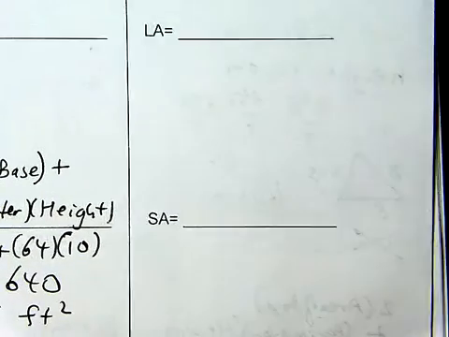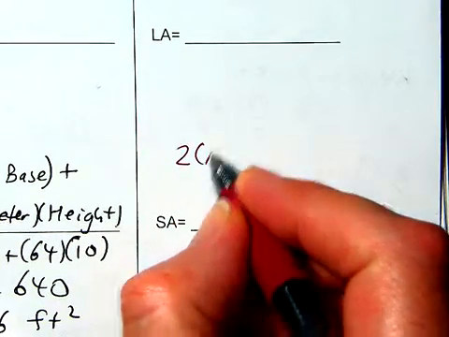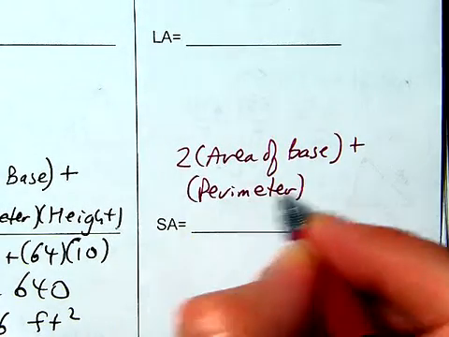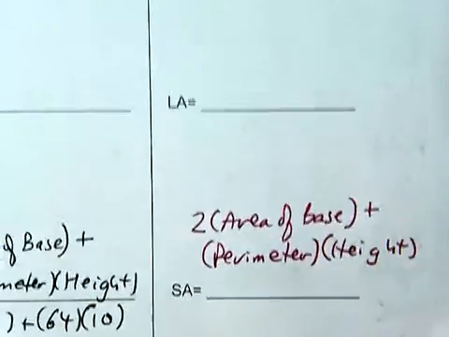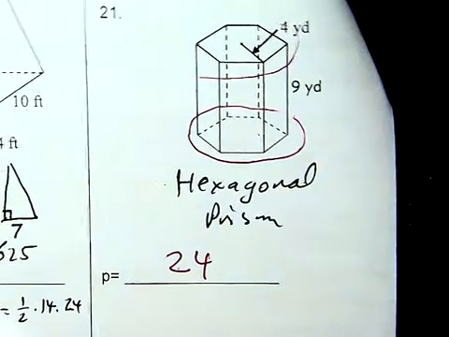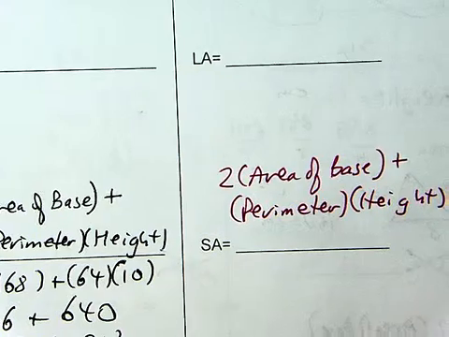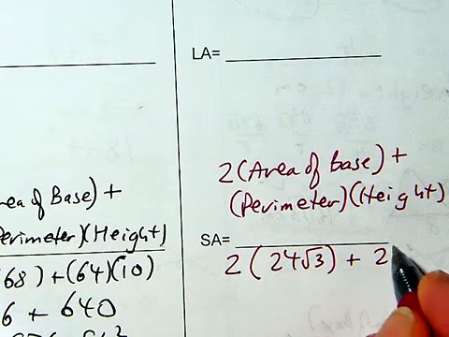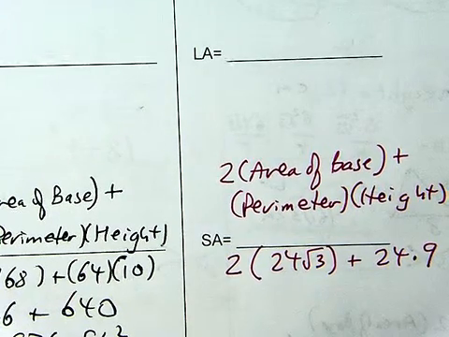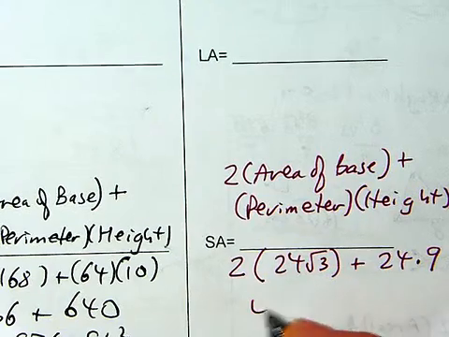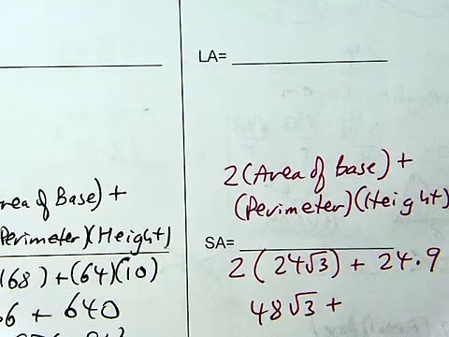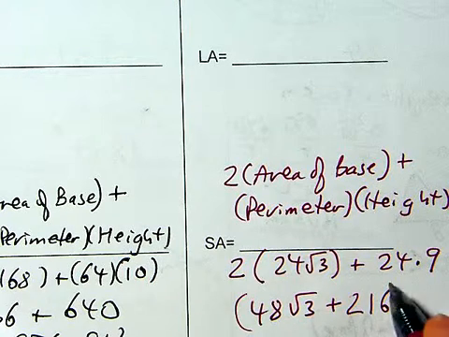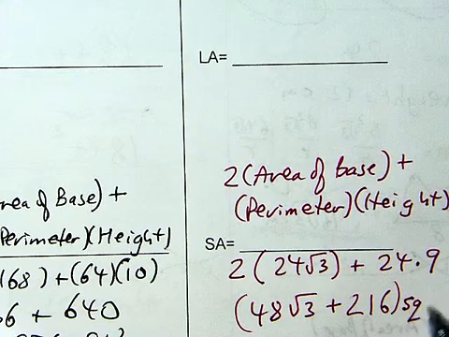We go right down to the surface area. Well, the surface area, we remember, is 2 times the area of the base plus the perimeter times the height. Well, the height, we look back, is 9 yards. So the height is 9. The area of the base is 24 square root of 3. So we have 2 times 24 square root of 3 plus the perimeter of 24 times the height of 9. I'm going to get my trusty calculator out here. This comes out to be 48 square root of 3 plus 24 times 9, which is 216. So that is our answer: 48 square root of 3 plus 216 square yards.